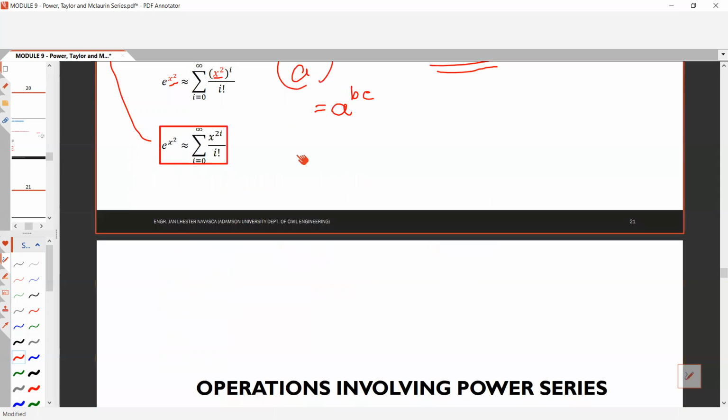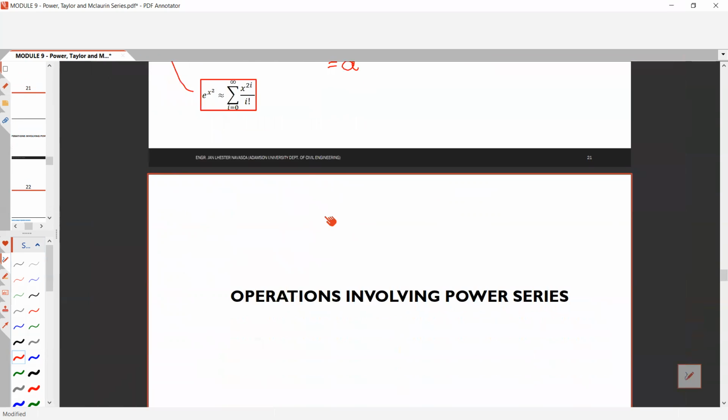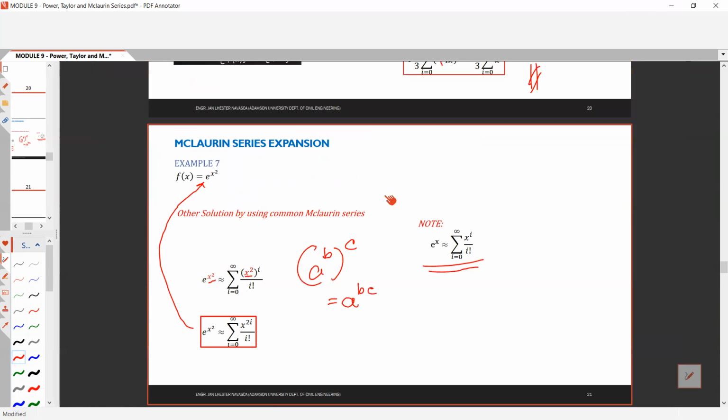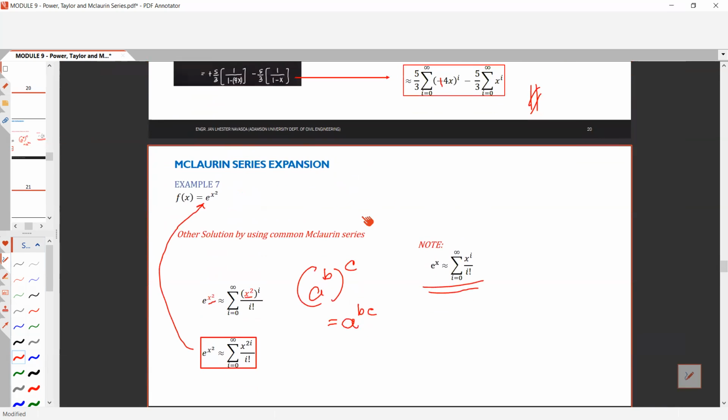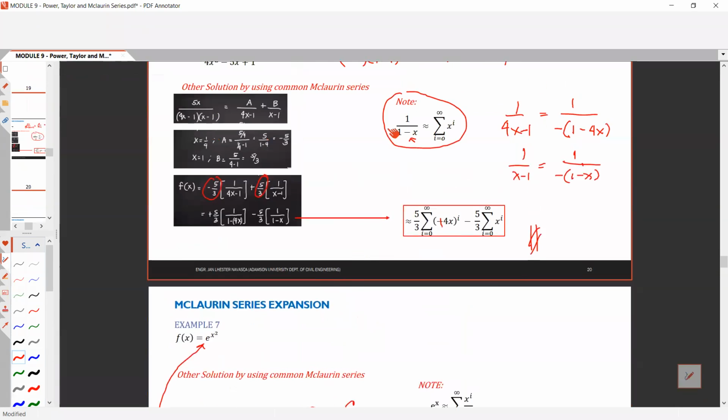Okay, so operations involving the power series. So before we start, do you have questions for this one? Yung solution by using common Maclaurin series.